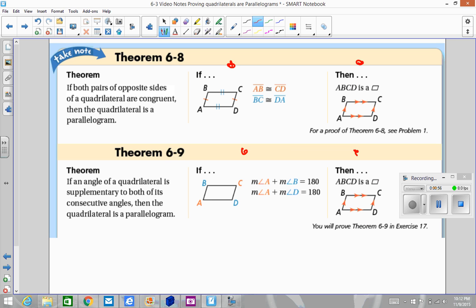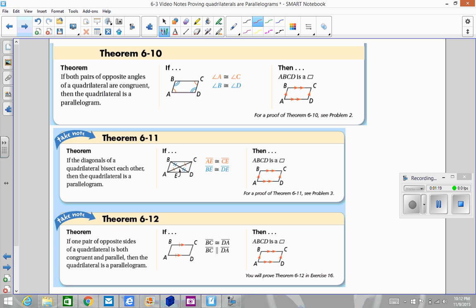This first one says that if both pairs of opposite angles are congruent, then the quadrilateral must be a parallelogram. Next one says that if the consecutive angles of the quadrilateral are supplementary, then it must be a parallelogram. So get that one written down also with the pictures and everything.